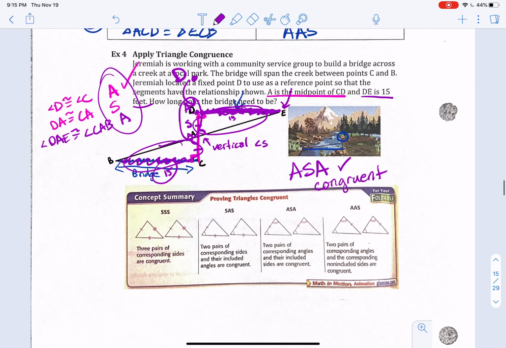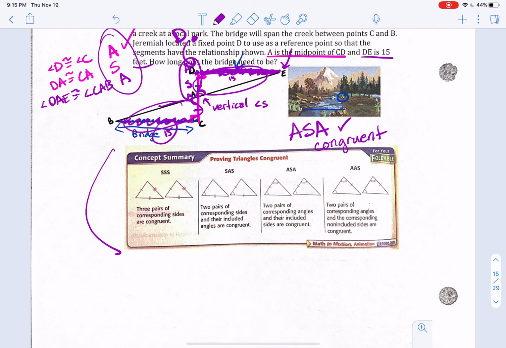Okay, down here in this box, this is just a concept summary of the four that we've been talking about. These two we did yesterday, these two we're doing today, and then they have an illustration of what each one of them looks like. So for angle, side, angle, the side is in between the two angles, and that type of thing.